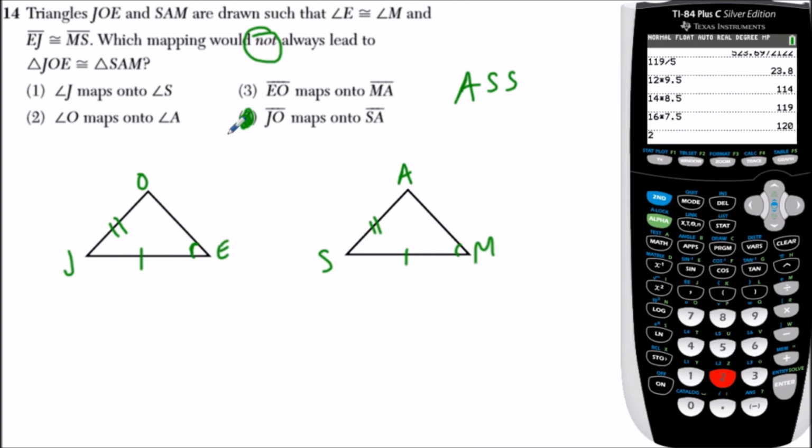If you look at the other ones, like J and S mapping would establish angle side angle. This one would establish angle angle side, and this would establish side angle side. So 4 is the only one that doesn't work here.